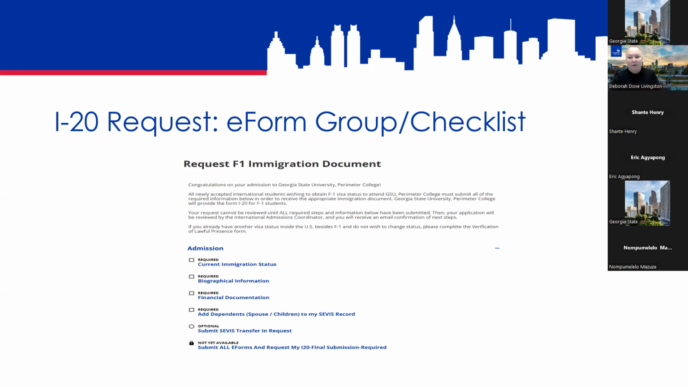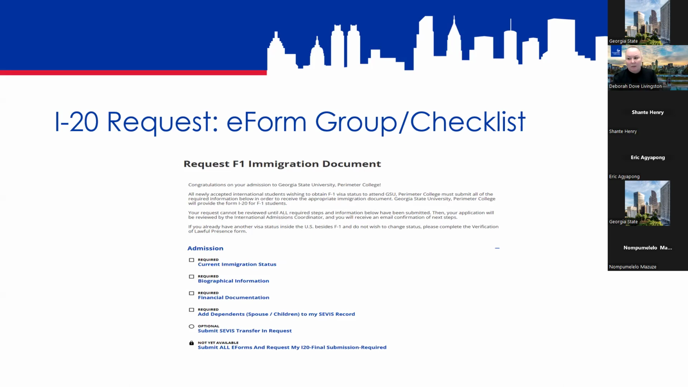Once you've completed the 4th e-form in the group, the last e-form will become available for you to complete and submit. If you fail to complete any of the required e-forms, then our office will not know that your file is complete and we will not receive an alert to review your e-forms and issue your I-20 immigration document if eligible. So be sure to complete and submit each e-form.